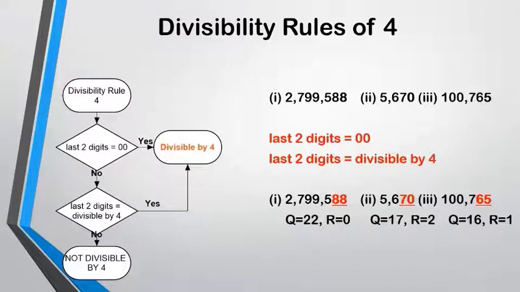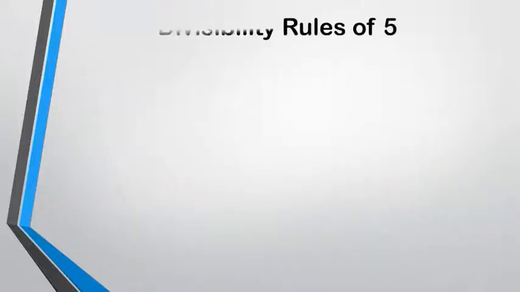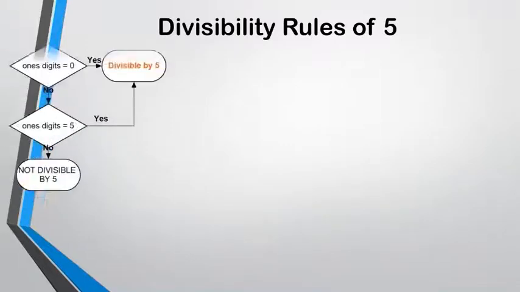The quotient of the first number is 22 and the remainder will be 0. The quotient of the second number will be 17 and the remainder will be 2. And the quotient of the third number will be 16 and the remainder will be 1. So the first number is divisible by 4, the second number is not divisible, and the third number is also not divisible by 4.